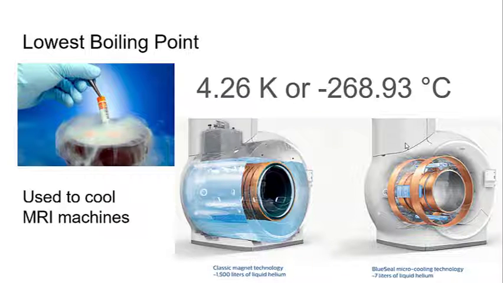And because it exists mostly as a gas, it has the lowest boiling point of negative 268 degrees Celsius, where it goes from a liquid into a gas. In fact, it is so cold that liquid helium is actually used to cool MRI machines, which would get crazy hot and melt otherwise if they weren't surrounded by a bunch of liquid helium at that very, very, very low temperature.